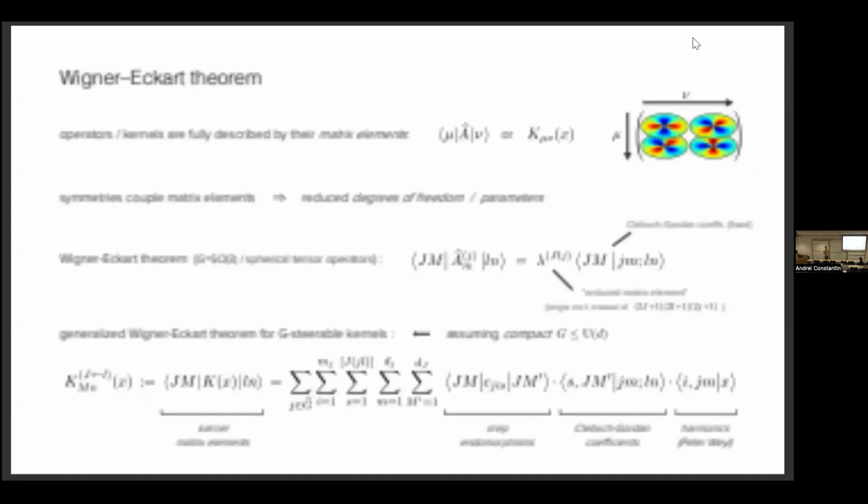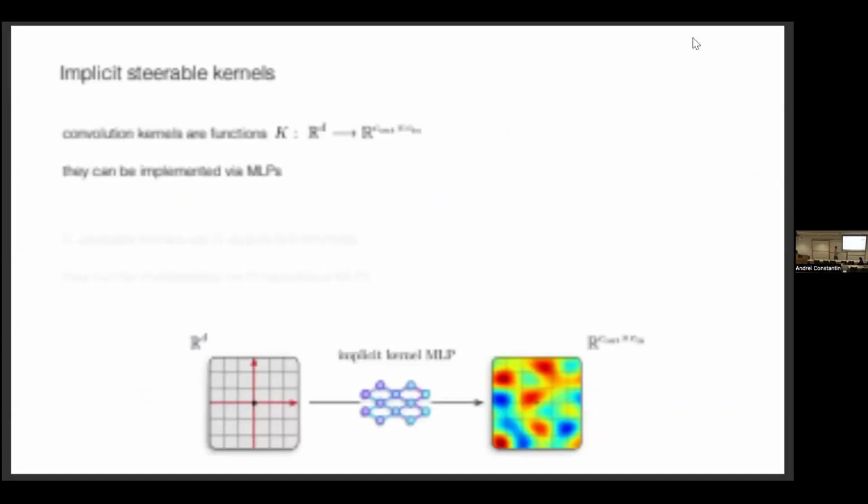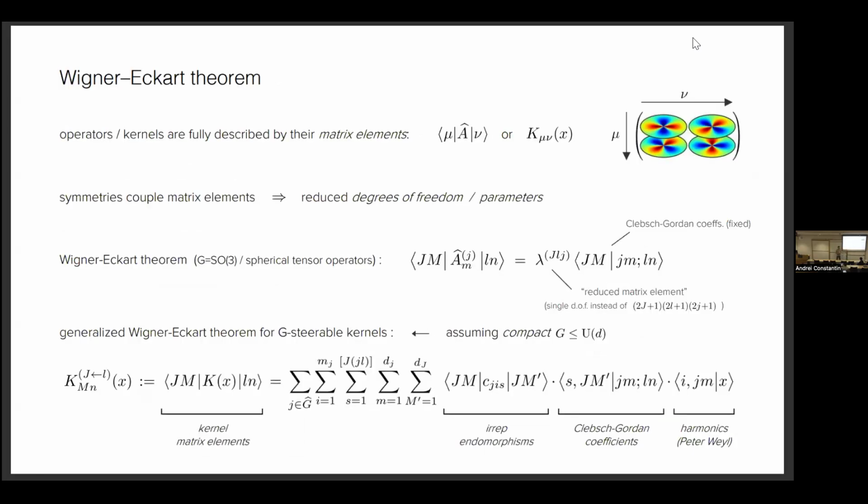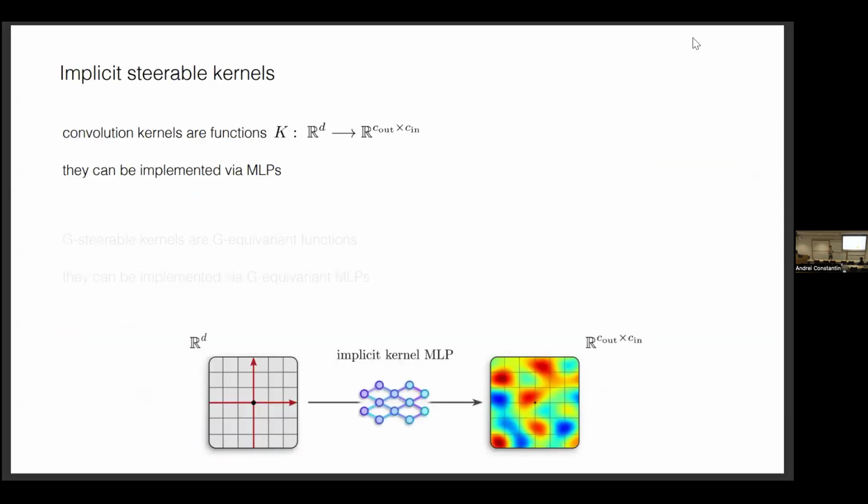The issue here is that what we are assuming in these theorems is that we have a compact group. Now the question is, how do you generalize that to non-compact groups? There's an alternative way to implement that, which is by implementing the convolution kernel itself as a neural network, which is possible since convolution kernels, as I said, are just maps from Euclidean space into matrices. So you can just parameterize this as a multi-layer perceptron and then learn the kernel like that. This is what you see here: you input coordinates into a neural network, and then you get a matrix valued field out.